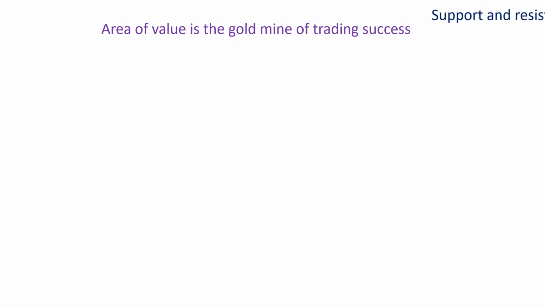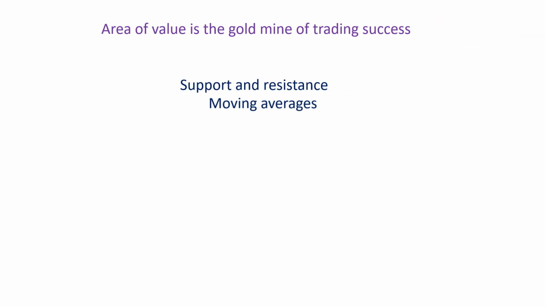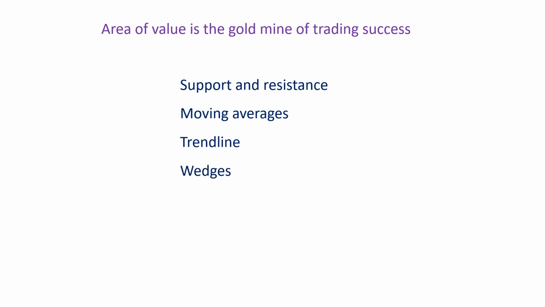Area of value could be support and resistance, moving averages, trend line, wedges, triangle, channel, and so on. To find the area of value, the price should come close to the market structure and touch and respect the market structure at least twice in order to be valid. To prepare your entry setup, you have to go to a proper time frame to find the precise location of your entry setup.